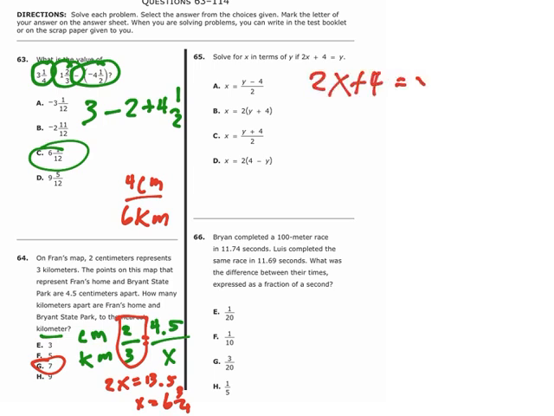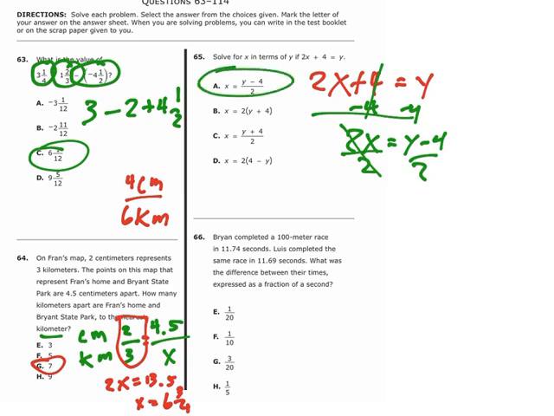Make sure we can do basic literal equations, right? They shouldn't involve factoring or anything like that, but solve for x in terms of y. So we're going to isolate the x variable, and then of course we'll divide by 2. So we get y minus 4 halves. All right, the next one.